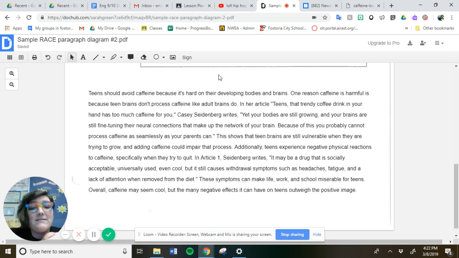In Article 1, Seidenberg writes, "It may be a drug that is socially acceptable, universally used, even cool, but it still causes withdrawal symptoms such as headaches, fatigue, and a lack of attention when removed from the diet. These symptoms can make life, work, and school miserable for teens." I feel like I might be able to beef up that explanation a little bit, maybe next time. Overall, caffeine may seem cool, but the negative effects it can have on teens outweigh the positive image.